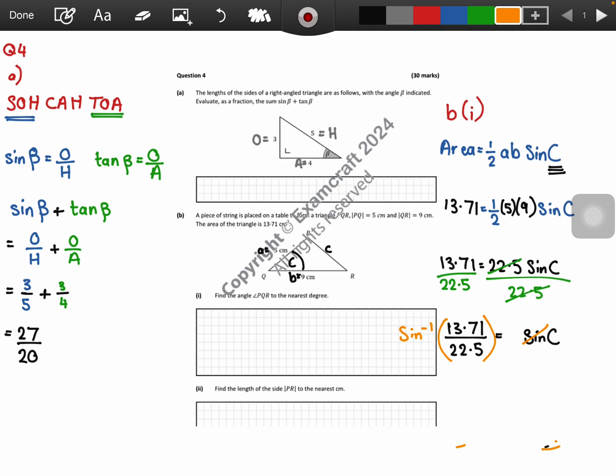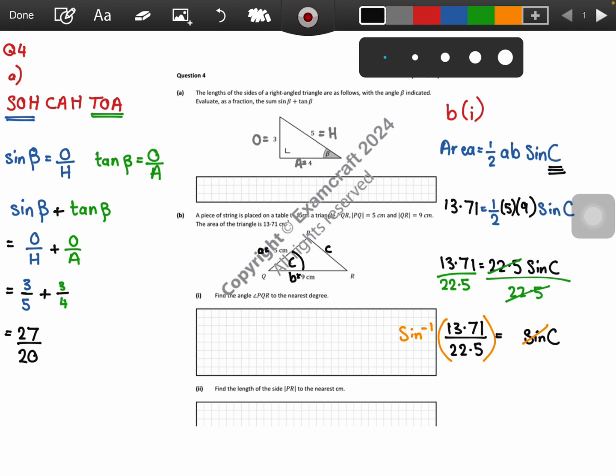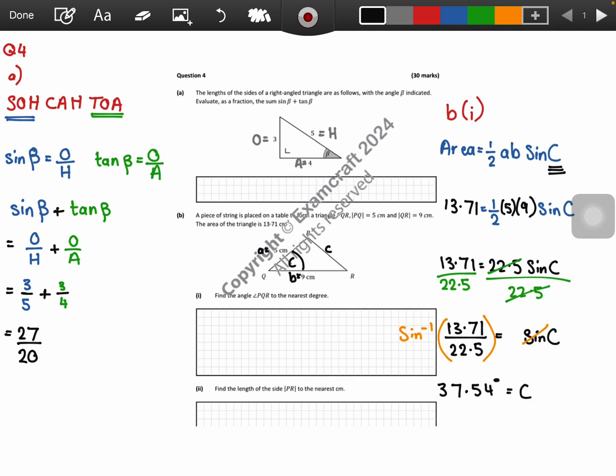So I'm going to do the inverse sine there to basically undo this sine part. If I do the inverse sine then of the answer that I just had on my calculator, I'm going to get 37.5541314 and so on. So to the nearest degree, it is 37.54 degrees. So to the nearest degree, it's going to be 38 degrees. Now, that is what C is.